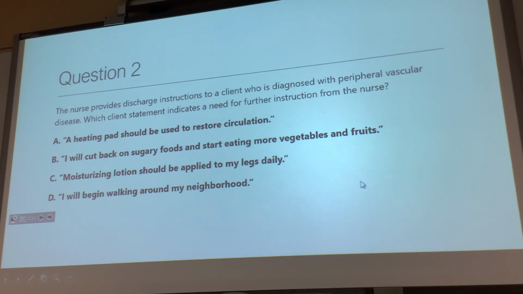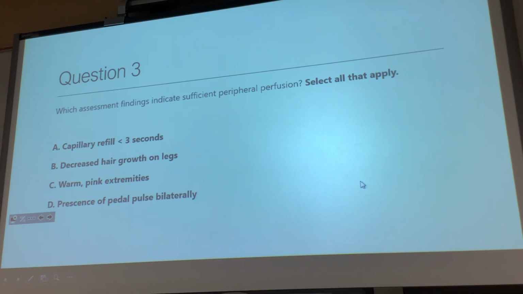Number 2. A? So we don't want to use a heating pad just because it can get too hot on the skin, and they wouldn't be able to feel it as well. And then 3. I don't want to say all of them. A, C, and D? All of them, yes, all of them except B. So the ones that indicate sufficient perfusion would be all of them except B.